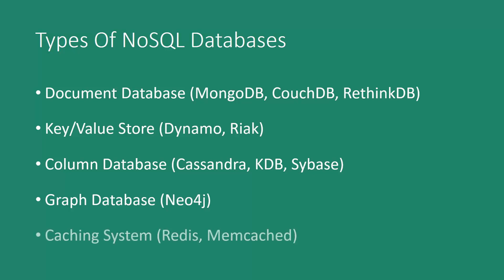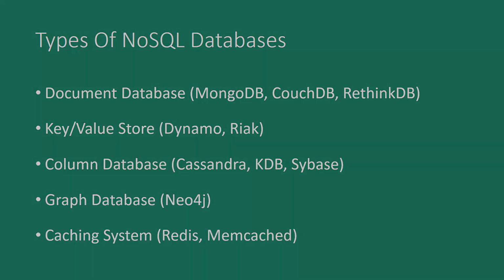Alright, and then we finally have caching systems such as Redis and Memcached, and these are where the data is actually stored in memory as opposed to on disk. Although with Redis you do have the option to push the data to disk.